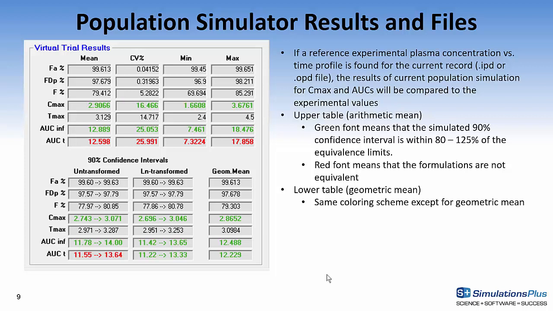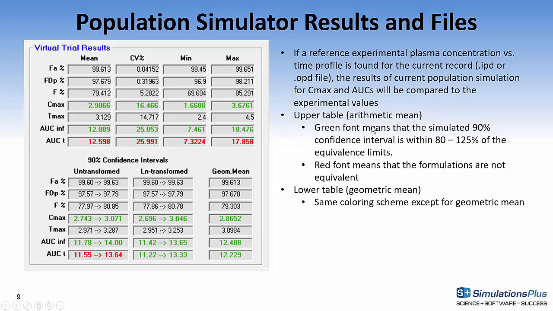Once the simulations are performed, the results of the trial are presented in two tables. On the top table, the mean of the various PK parameters are shown, and then on the bottom, these are the geometric mean values for these. Experimental plasma concentration time profiles can be found for the record. This can either be an IPD or an OPD file. Then the results will be colored according to the points over here on the right.